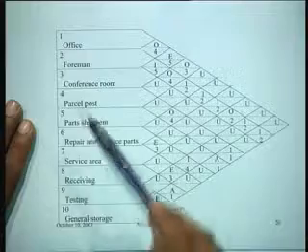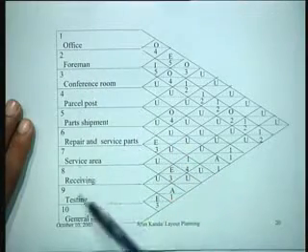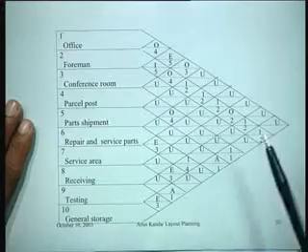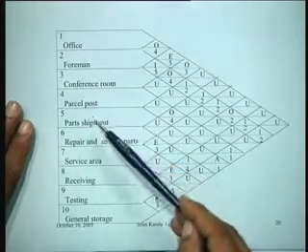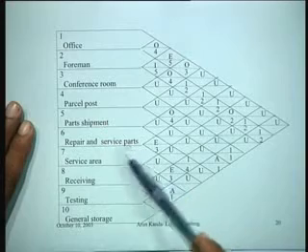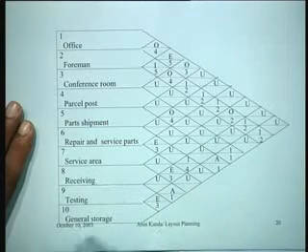Now, how can we plan a layout by following these steps? Suppose these were the departments which were to be placed in a layout: the office, the foreman's office, the conference room, the parcel post, the shipment, repair and service area, receiving, testing and general storage, say.